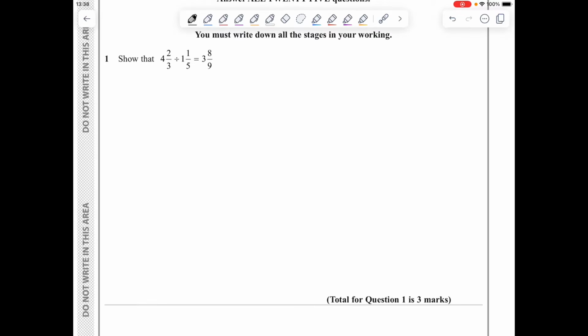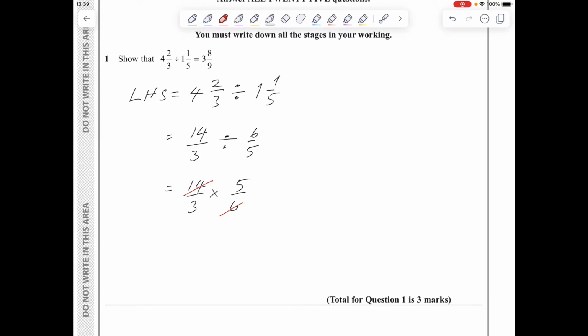For question 1, I'll start from the left-hand side, which is equal to 4 and 2 over 3 divided by 1 and 1 over 5. I'll change both fractions to improper, so I got 14 over 3 divided by 6 over 5. Then I'll change the division to multiplication and flip the second fraction. Now it's time to simplify.